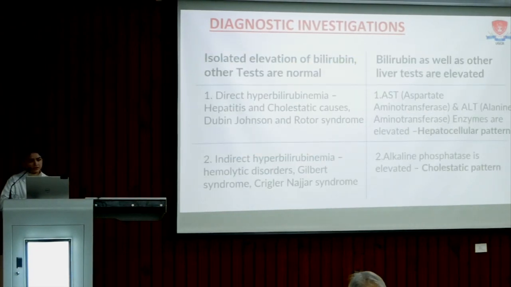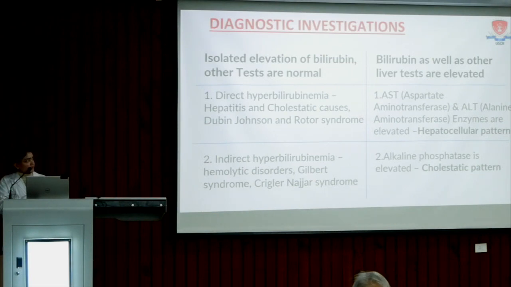Now in the laboratory diagnosis, if there is isolated elevation of bilirubin while the other tests, for example AST, ALT and ALP levels, are normal, then we will look at whether it is a direct hyperbilirubinemia or conjugated hyperbilirubinemia. It would indicate hepatitis and cholestatic causes, Dubin-Johnson and Rotor syndrome, as we discussed earlier. If there is indirect hyperbilirubinemia, it would indicate hemolytic disorders, Gilbert syndrome and Crigler-Najjar syndrome.